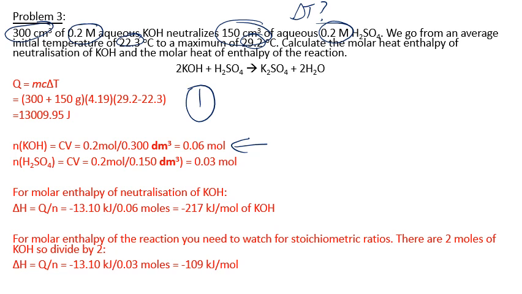So for the molar enthalpy of the reaction, you need to watch for the stoichiometric ratios. There are 2 moles of KOH for every 1 mole of sulfuric acid. So that means you have to divide that number by 2. Okay, so delta H is going to be Q divided by N, which is going to be negative 13.1 divided by 0.03, which gives you the final answer of minus, which is good because it's a negative, 109 kilojoules per mole. Okay, because we're looking at it per mole. And that is pretty much measuring energy changes.